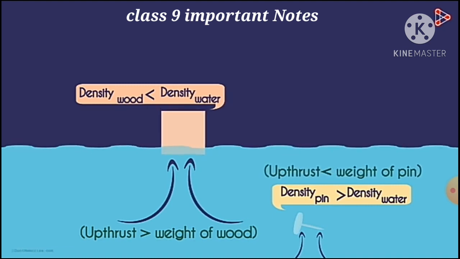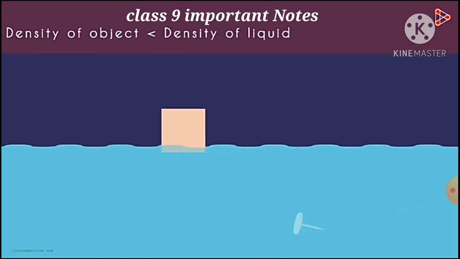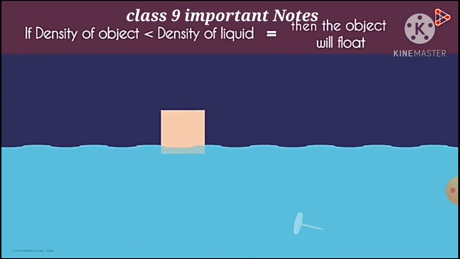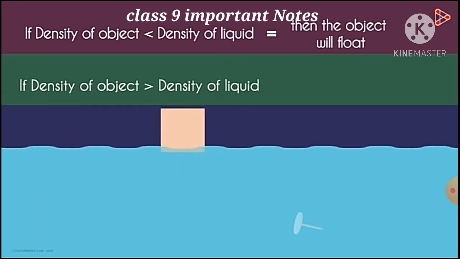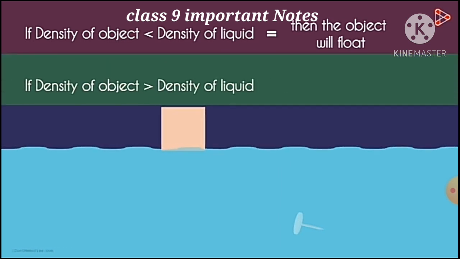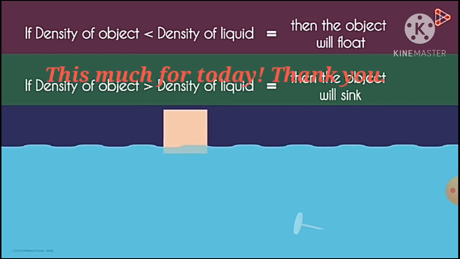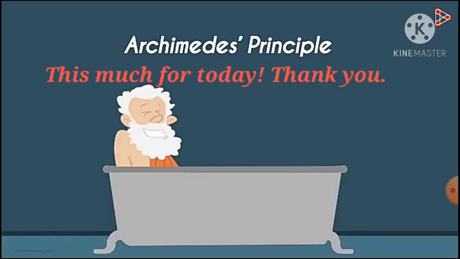So what can we conclude? If the density of an object is lesser than the density of the liquid, then it will float. And if the density of an object is more than the density of the liquid, then it will sink. We'll understand the Archimedes principle in the next video.